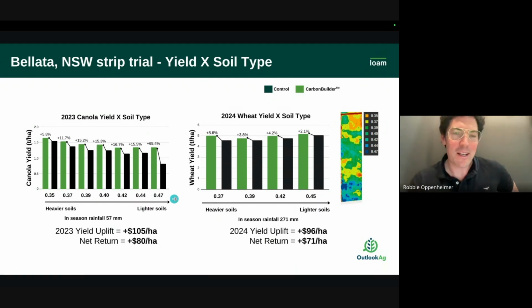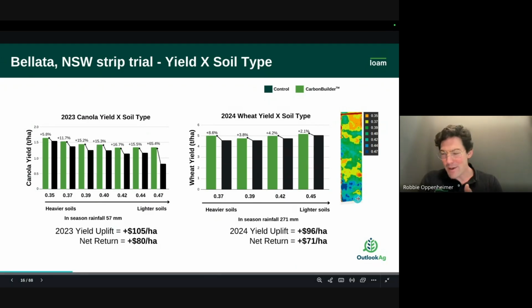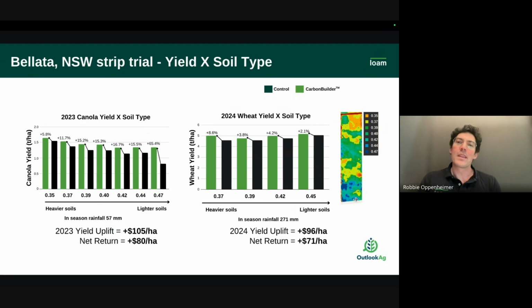So at the end of that year, looking at that, we were like, oh, okay, brilliant, job done. That's great. Better performance in sandier soils, which is not that simple because they went back the following year, same operators, same paddocks, same treated strips, and used CarbonBuilder wheat. And in fact, saw the opposite trend. They saw a modest increase, 2.1% increased yield in the lighter soils, and a much larger increase in the heavier soils. So it's a bit of a head scratcher. What can be going on with the same product, same operators, and so on?